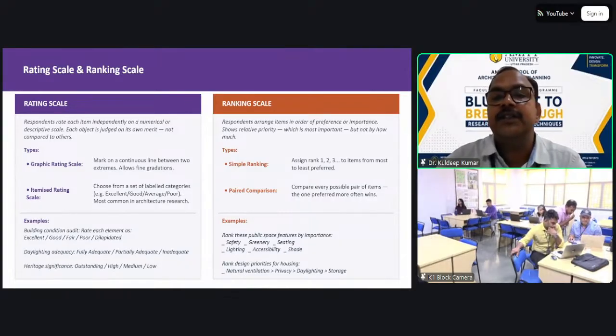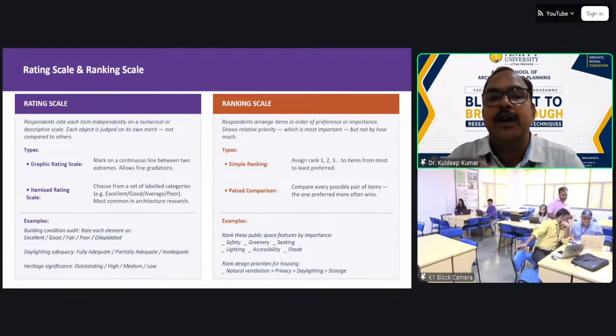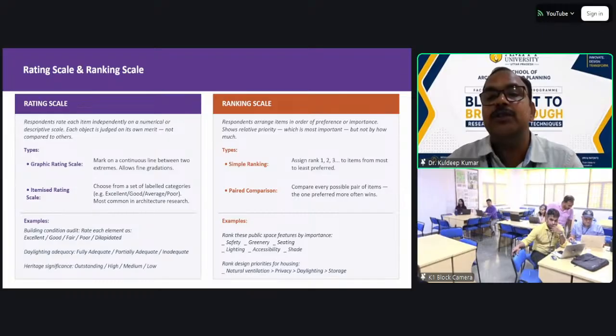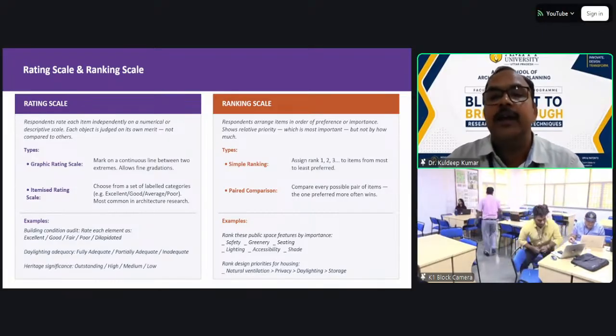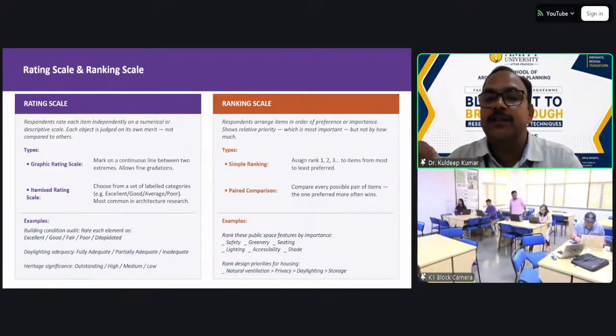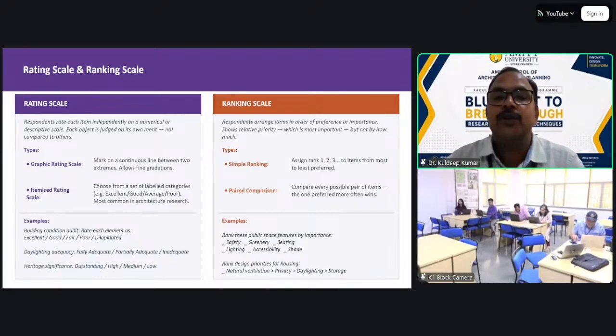In the graphic scale, the respondent marks a point on a continuous line between two extremes. So this allows fine gradation in the response, because you have maybe a 10 centimeter line where the respondent is marking his or her response. So it can vary from extremely comfortable to maybe extremely uncomfortable. So fine gradation can happen in the graphic rating scale.